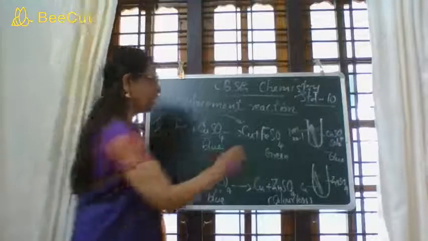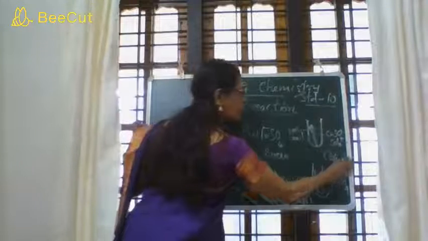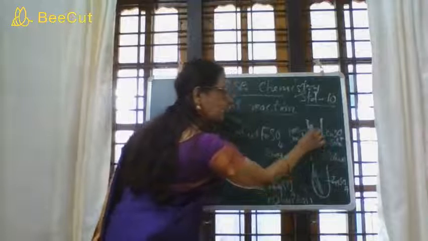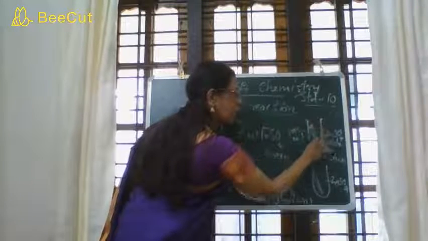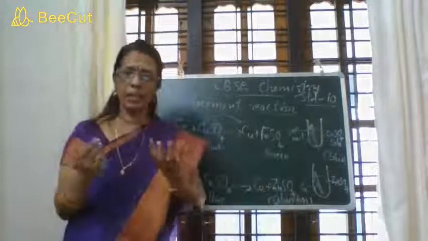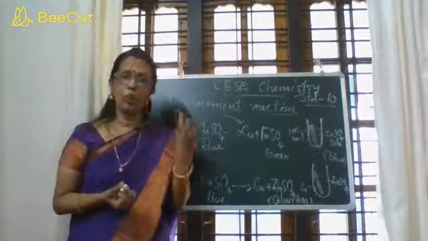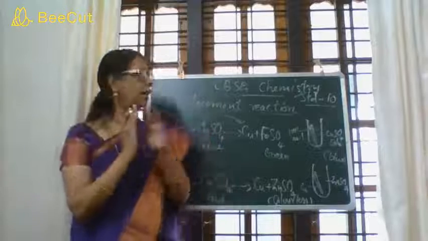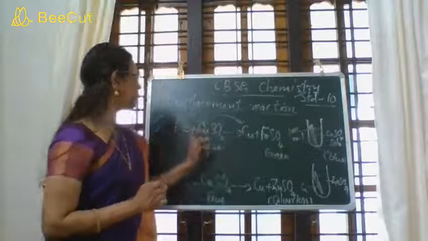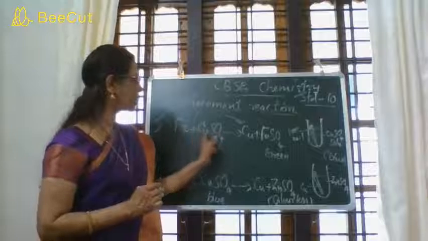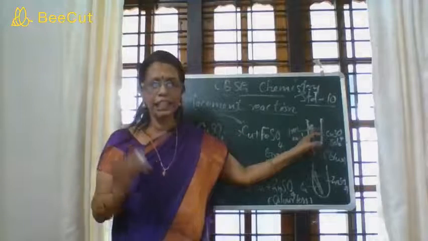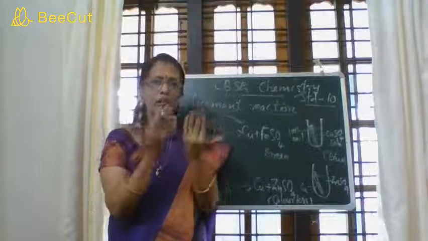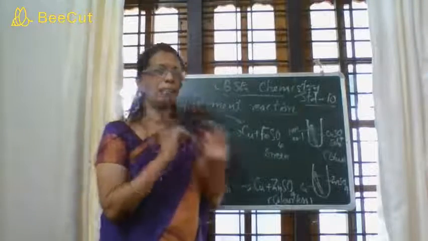Here, copper sulfate blue is the color of the solution, and when the iron nail is placed, after some time we can see a brown coating over the iron nail. The iron nail is actually silvery white in color. Gradually a brown coating is formed over the iron nail. That is because of the displacement reaction. This copper is coming out and getting deposited over the iron nail. Gradually it is changing into a brown nail.